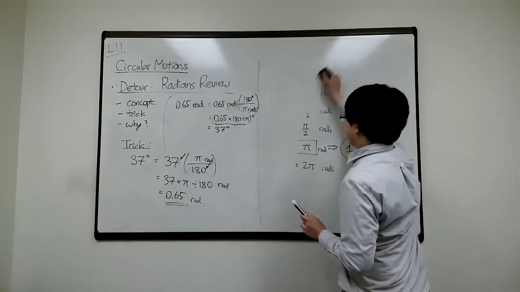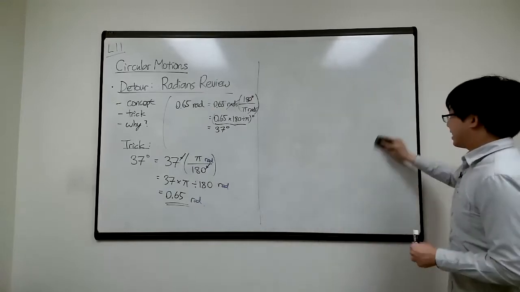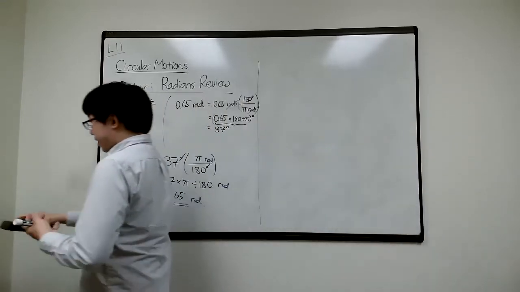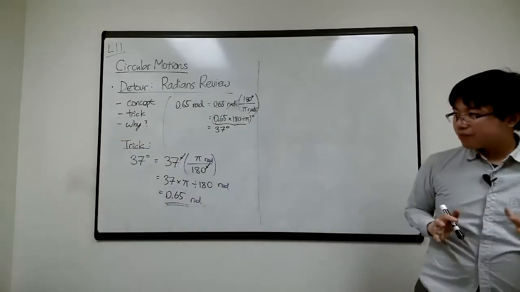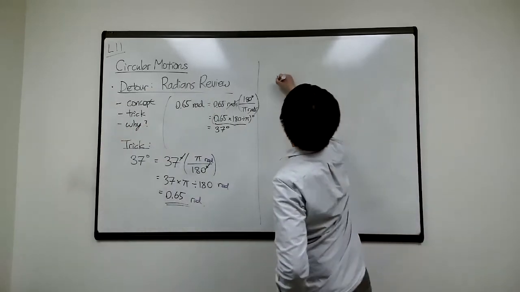So I just told you 360 degrees is very arbitrary. Okay, so let's forget about 360 degrees. Let's rethink it. I want a way to measure angle.